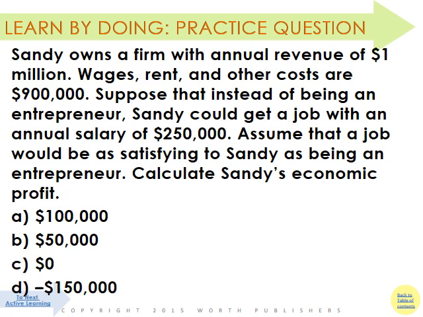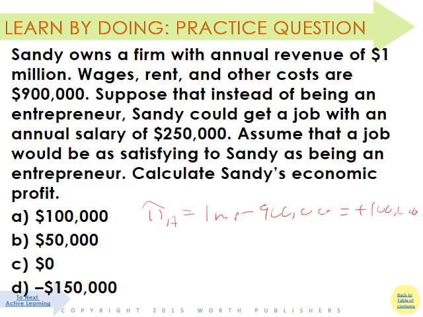In this example, you own your own business. Total revenue is $1 million. Your explicit costs, wages to other employees, rents, raw material costs, and so on are $900,000. So your accounting profit would be the 1 million minus the 900,000. So you'd be earning a positive $100,000 accounting profit.